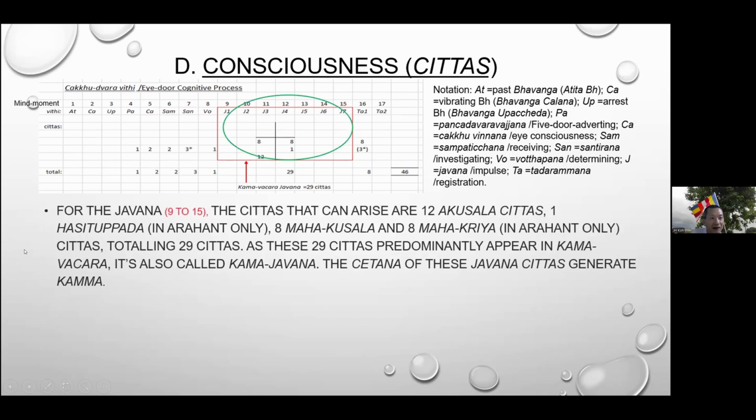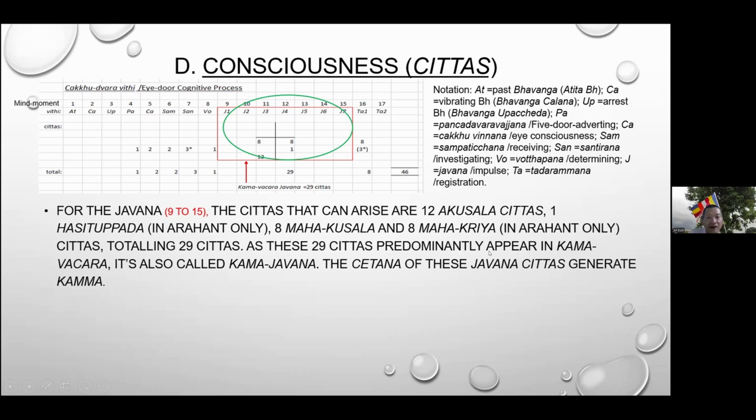Next, we go to the Javana. For the Javana, the cittas that can arise are 12 akusala cittas. That means these 12 akusala cittas, 1 hasitupada, that is the smile-producing, functional, rootless citta, and then the 8 maha kusala cittas and 8 mahakiriya cittas. And these 8 mahakiriya cittas are for arahants only. But anyway, this is what can arise. So in total, there are 29 cittas here that can arise in this eye-door cognitive process as the Javana.